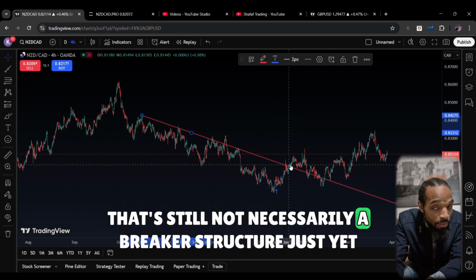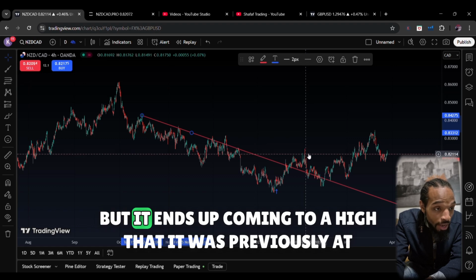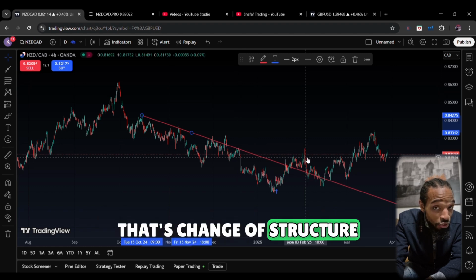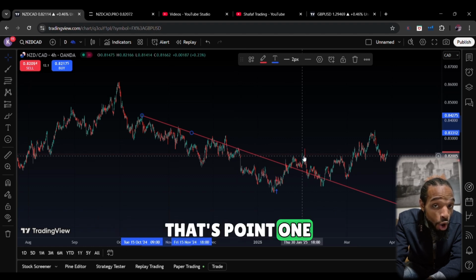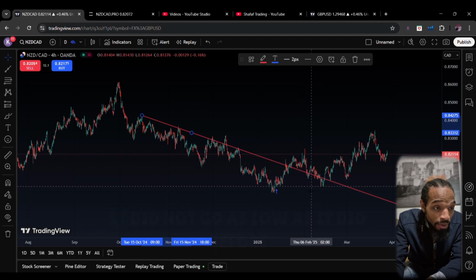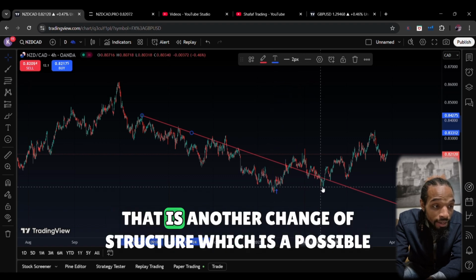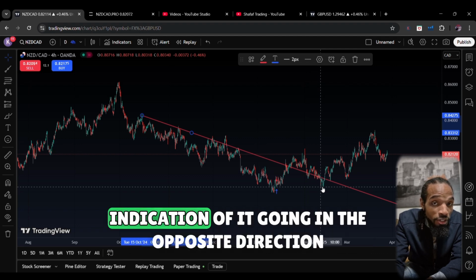That's still not necessarily a break of structure just yet, but it ends up coming to a high that it was previously at. That's change of structure. That's point one. And then when it ends up going down, it did not go as low as it did before. That is another change of structure, which is a possible indication of it going in the opposite direction.